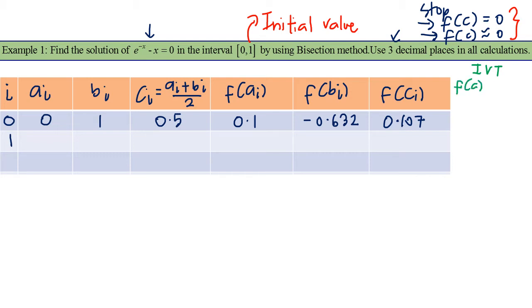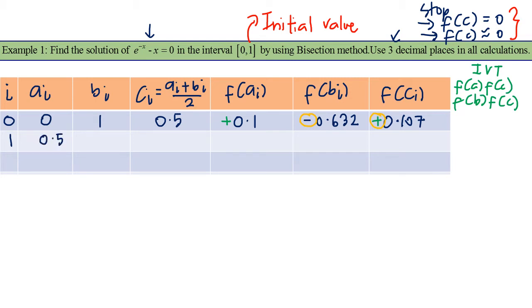Compare FA, FC or FB, FC. Okay, now FA and FC. FA is positive, FC is also positive. Do they have different signs? No, so that does not satisfy the condition. But FB is negative, FC is positive. They have different signs. Therefore, what happens is that A will take the value of C.